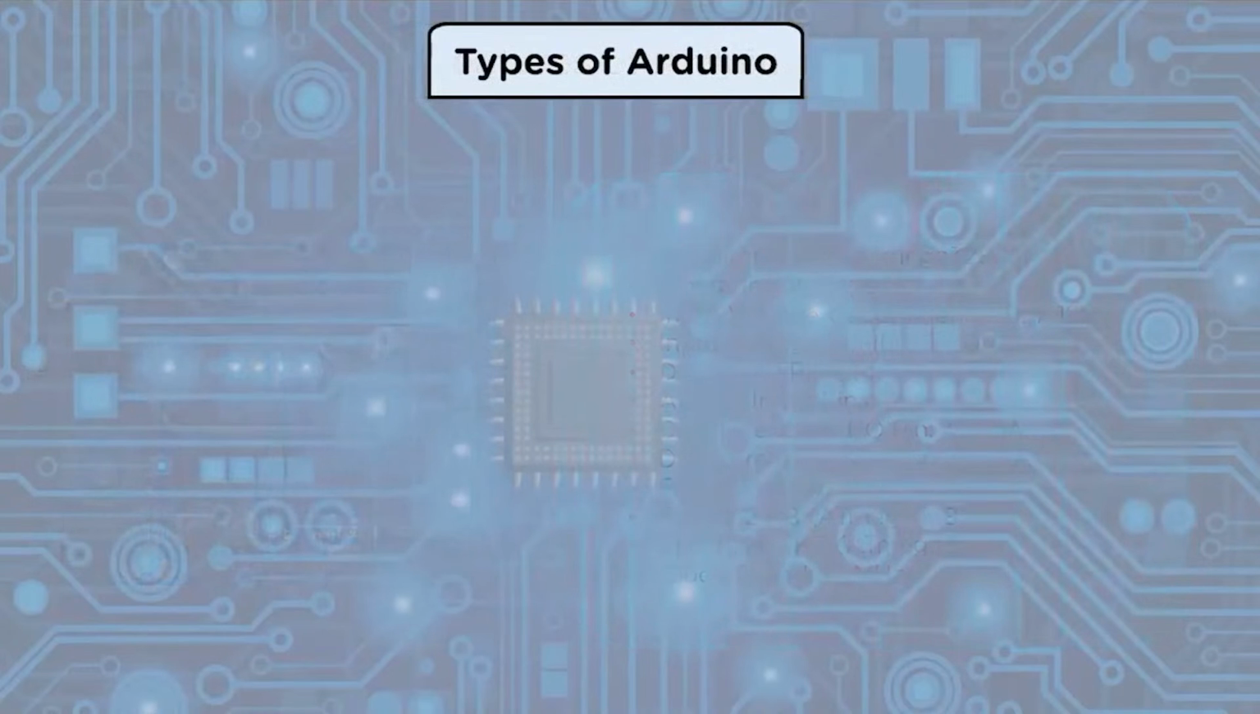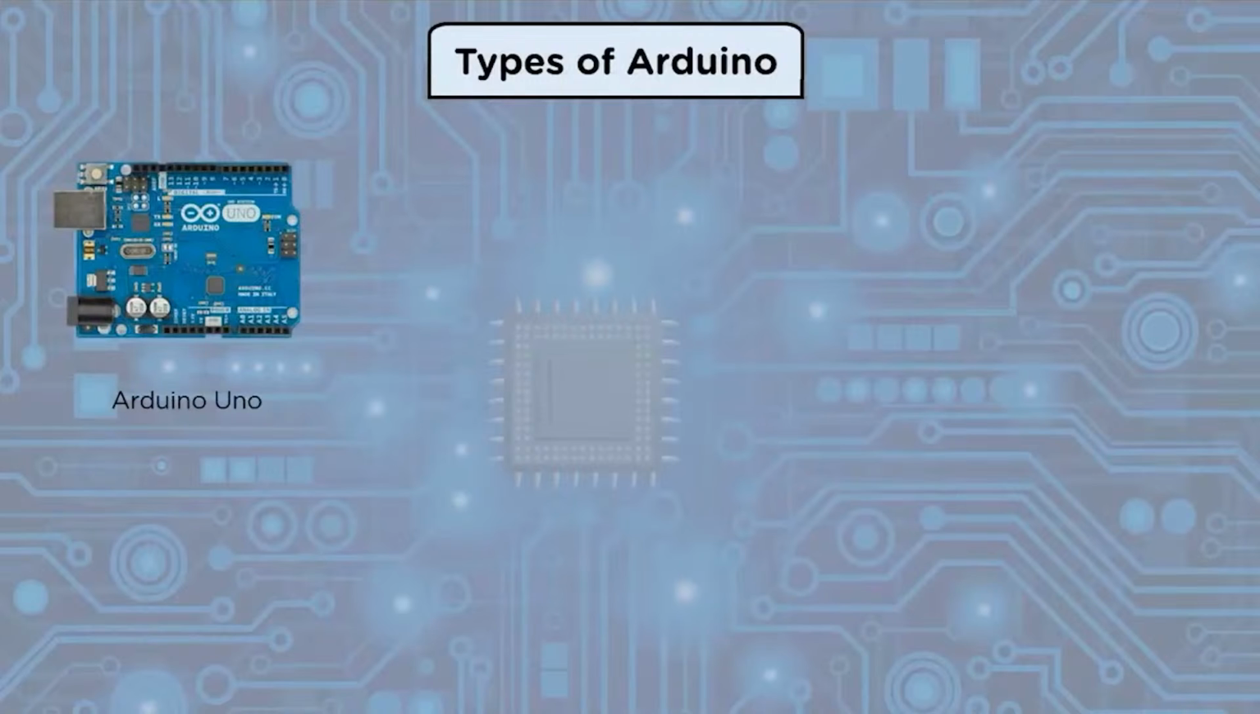Now let us look at the different types of Arduino boards present. Firstly, we have Arduino Uno. Arduino Uno includes everything you will need to get started. It has 14 digital input-output pins, 6 analog inputs, a USB port, a power jack, and a reset button. Among other features, it comes with everything you will need to get started with the microcontroller. Plug into a computer with a USB cable or power it with an AC to DC adapter or battery.